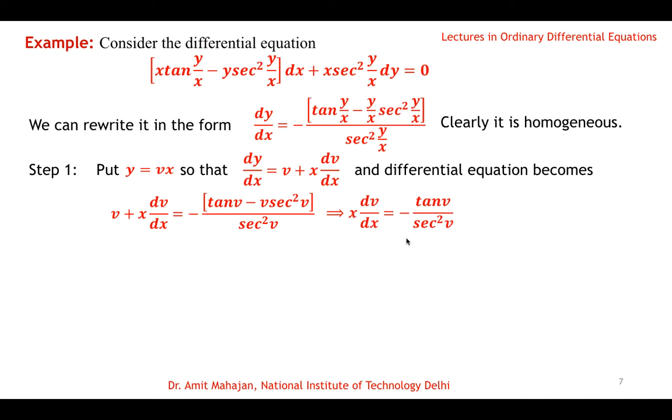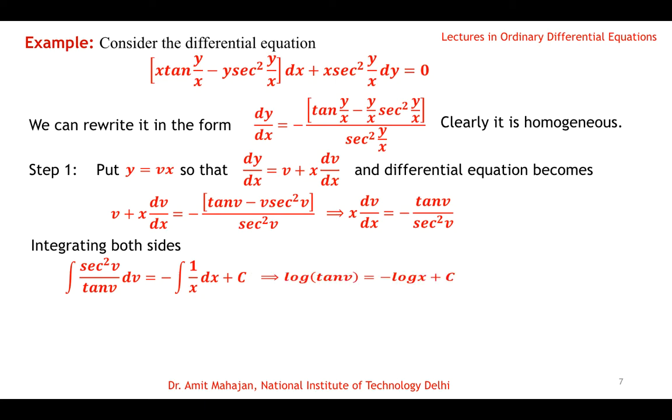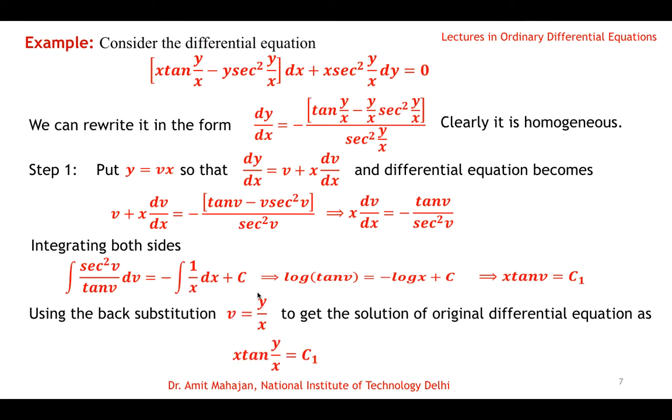You take v to one side, x to the other side and integrate. The derivative of tan is secant square, so the integral of this is log of tangent v, it is log of x, plus a constant. You can combine these two terms to write x tan v is equal to some constant, which I am now calling c1. Then finally a back substitution, v as y by x. Once you substitute v as y by x, this is the solution of the original differential equation, x tan y by x is equal to constant.